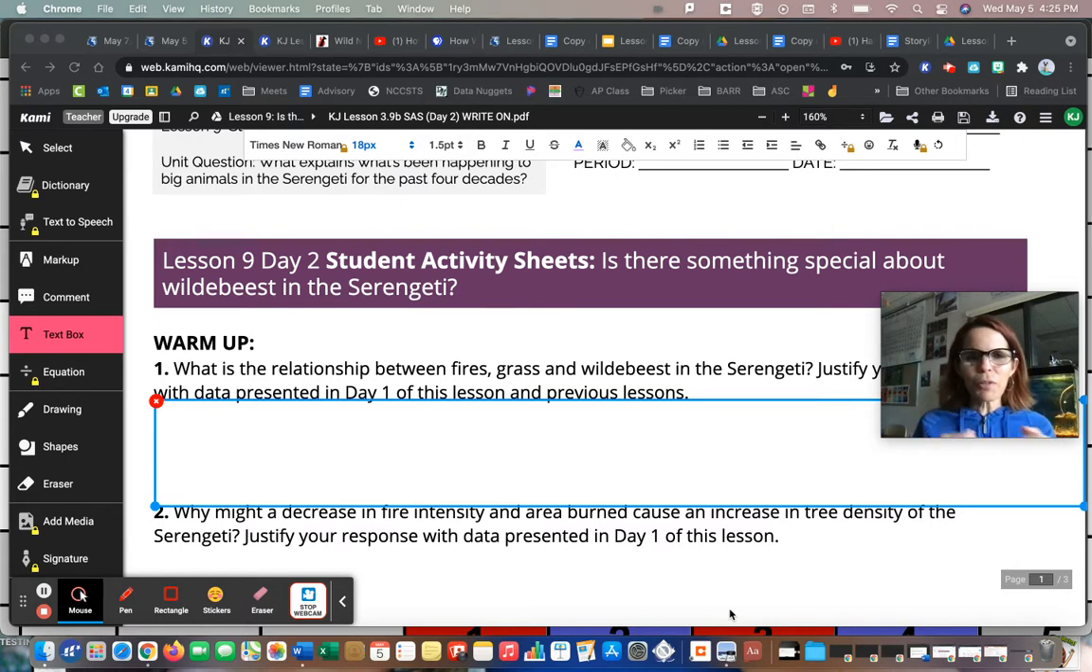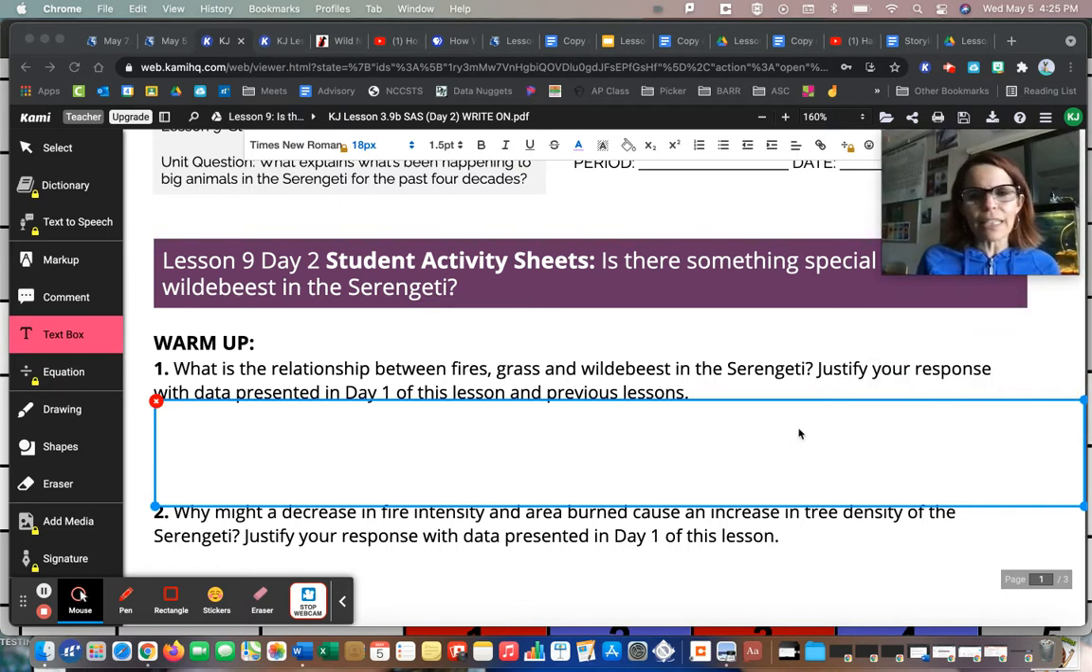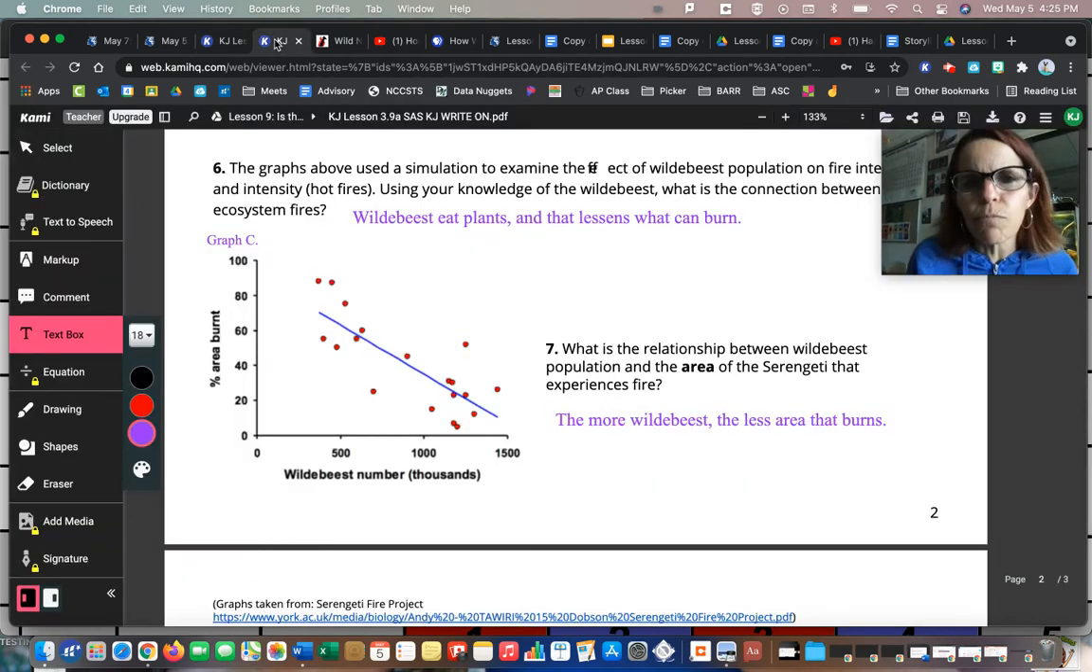We usually start with a refresher of what we did the last time, which was a couple of times ago, because the last time we did the Snapshot Serengeti project. So it was the time before that. The question says, what is the relationship between fires, grass, and wildebeest in the Serengeti? Justify your response, give evidence, and explain why, with data presented in day one of this lesson and previous lessons. So let's look at the data before we even try to type anything.